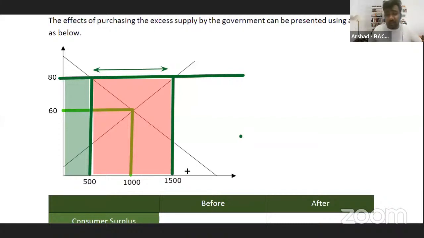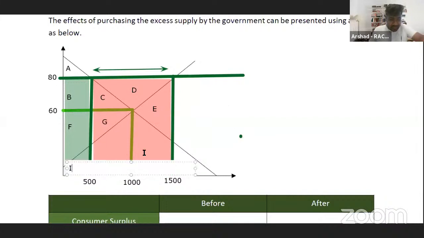So we look into this one by one again, right? I'll give you all the letters again. A, B, C, D, E, F. This is where the consumer surplus and all is very interesting. H, I, J, E, F, G. Okay, now I want answers quick.